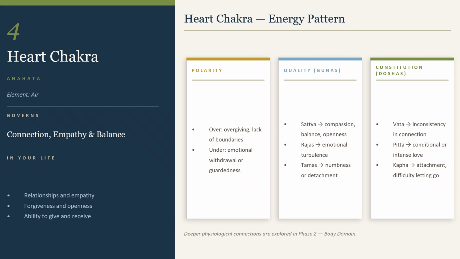For constitution, Vata imbalance creates inconsistency in connection. Pitta imbalance creates conditional or intense love. Kapha imbalance creates attachment or difficulty letting go. In life, this shows up in relationships, empathy, forgiveness, and your ability to give and receive. We'll later connect this to how your body regulates emotional stress.